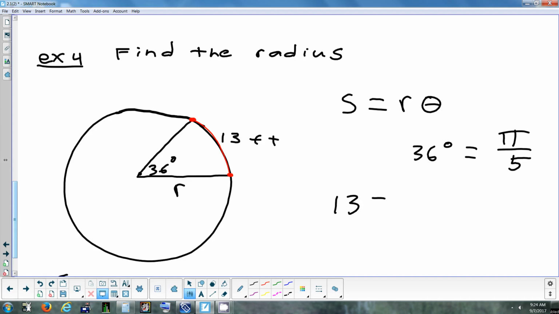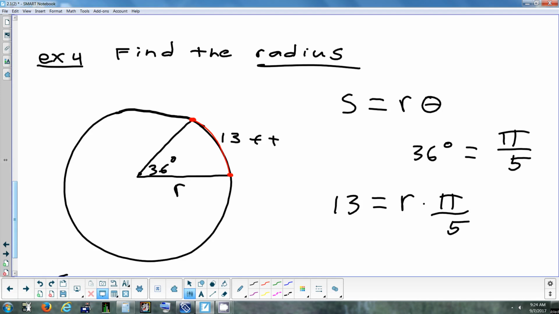That's very good. So S, the question is find the radius. So I don't know the radius. That's an R. And my angle is pi over 5. All right, so in this case, we're multiplying a variable by a fraction. So there is a way to move the pi and the 5 to the other side at the same time.